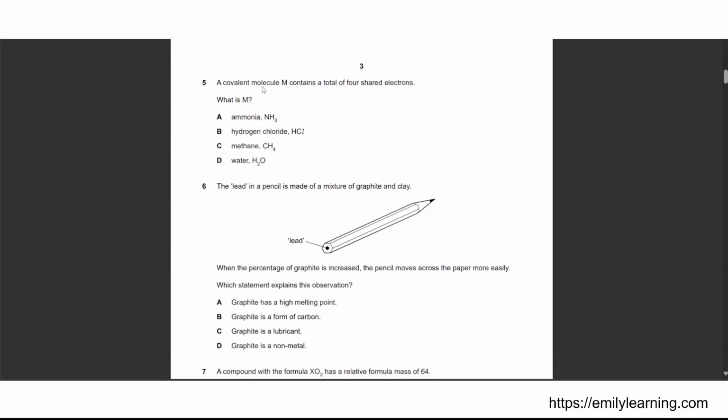Moving on to the next question, a covalent molecule M contains a total of 4 shared electrons. So what is M? It has 4 shared electrons, which equals 2 pairs of covalent bonds. In ammonia, this is how it looks like, NH3. There are 3 bonds, so there are 6 shared electrons, so it's not ammonia. Hydrogen chloride, H is bonded to Cl, there's only 2 shared electrons.